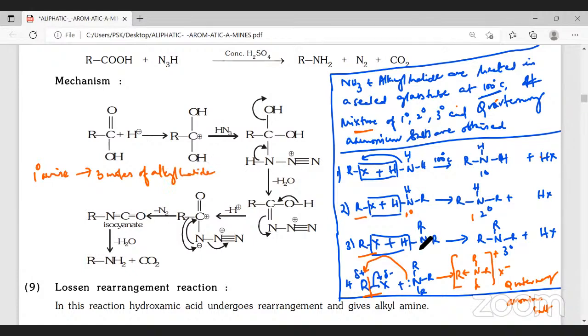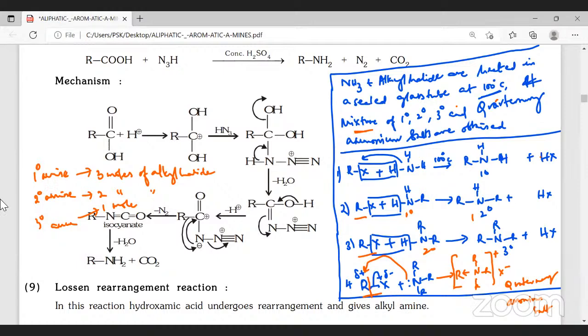Now, if the reaction is started from secondary amine, for the quaternary salt to form, it will consume 2 moles. Secondary amines will consume 2 moles of alkyl halides. If you start from tertiary amine, it will react with only 1 mole of alkyl halide. So depending on the number of moles of alkyl halide consumed, we can differentiate whether the amine is primary, secondary, or tertiary.